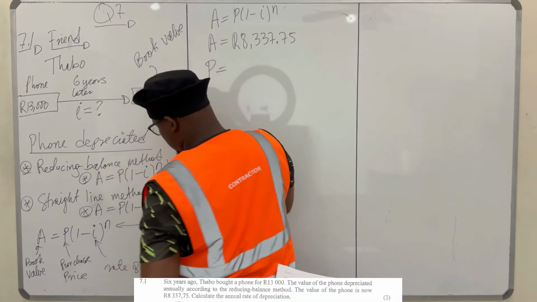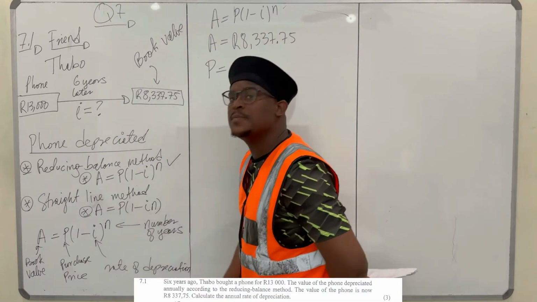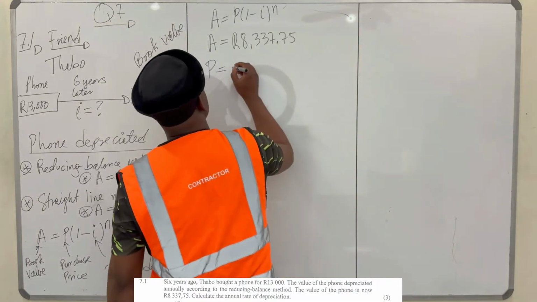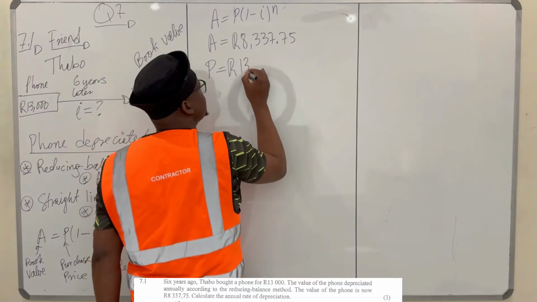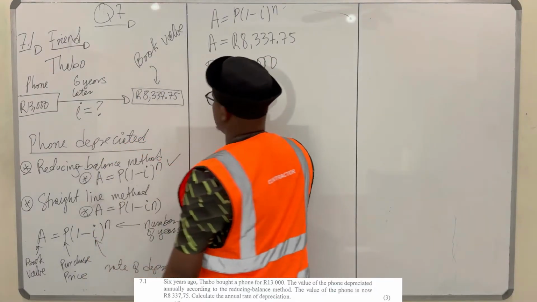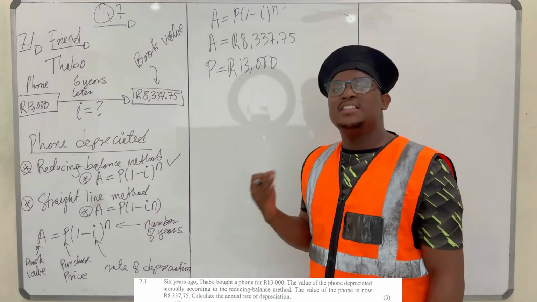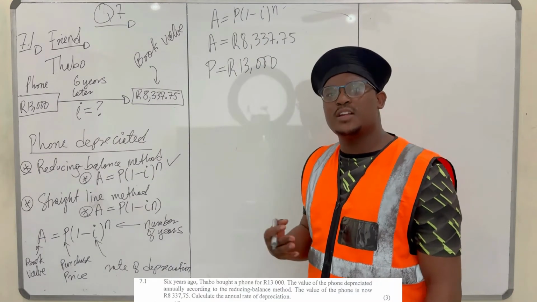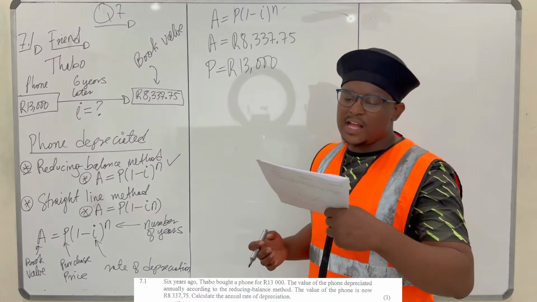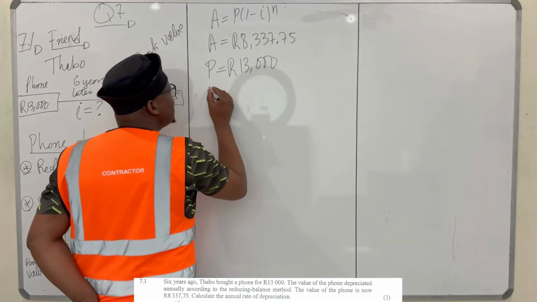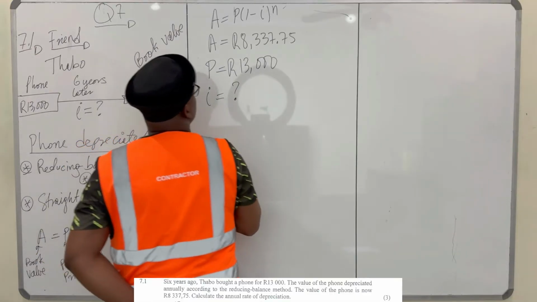Right? P. What is your P? I said P is your purchase price. How much was this phone purchased for? So the phone was purchased at 13,000 rands. Fine. What else do we have? We have I. What is I? I is the rate of depreciation, which is what we're trying to find, because they're saying, calculate the annual rate of depreciation. So we're trying to find I.